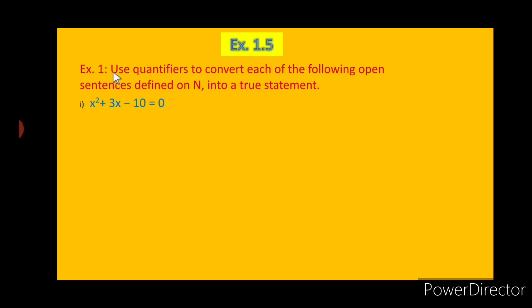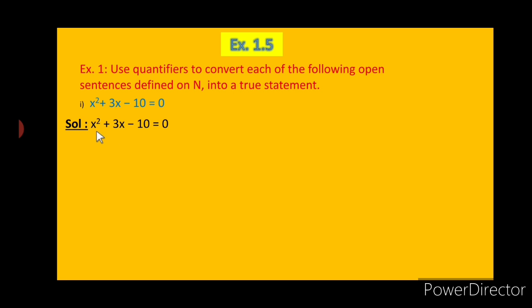See the first question. Use quantifiers to convert each of the following open sentences defined on N into a true statement. Correct? Now, that means what we have to do is, they have given you some equations, or you can say some conditions, and we have to convert these equations into a quantified statement. Getting? So, let us begin. The first one is x square plus 3x minus 10 is equal to 0.